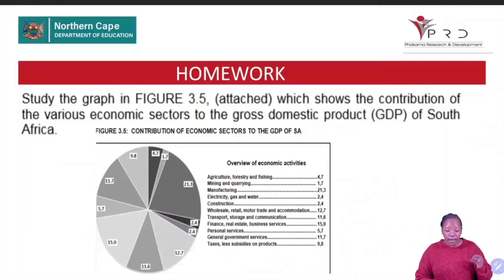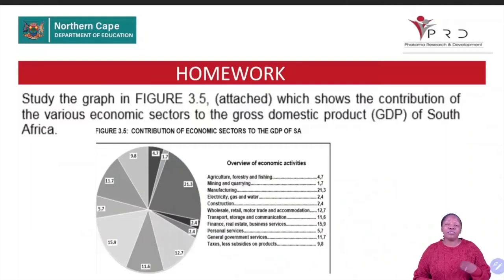Then you are given mining as well as quarrying. It is also under the primary sector with 1.7%. And then again, you are given manufacturing with 21.3% and the electricity, gas, as well as water with 2.4%. Then you are given construction with 2.4%. And then you are given wholesale, the retail, the motor trade, and the accommodation with 12.7%.